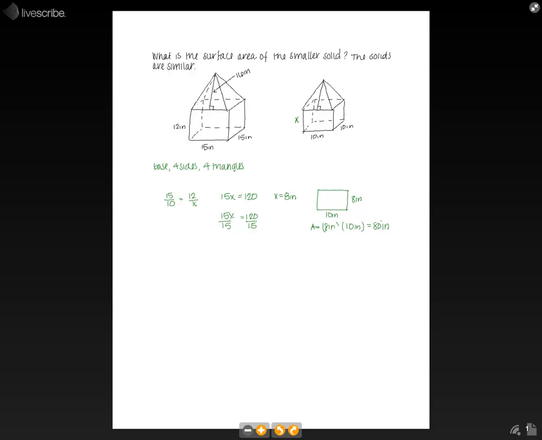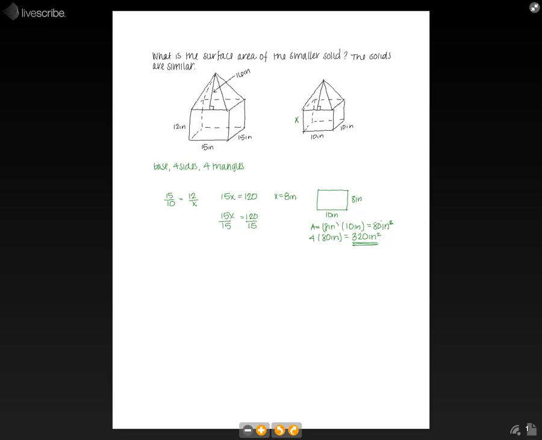So 4 times that area, 4 times 80 inches, is equal to 320 inches squared. Sorry, that should be inches squared up there, because inches times inches is inches squared. Alright, so we have 320 inches squared, and that is the area of our sides. Alright, so now we need to find the area of our triangles.